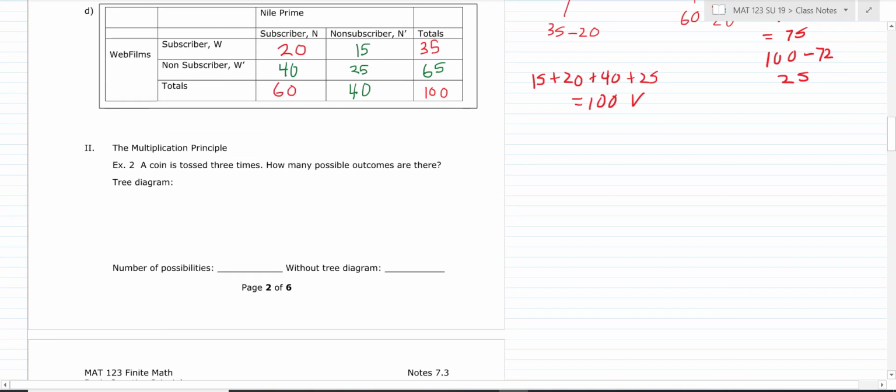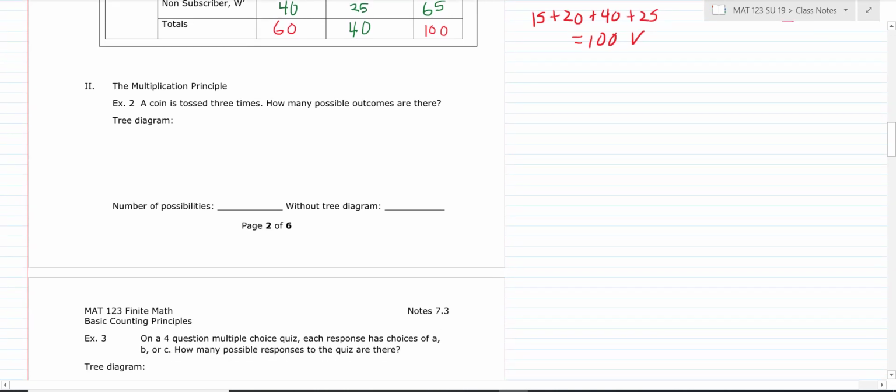Okay, so now we'll move to the next thing I want to talk about, which is a tree diagram. So this says you have a coin that is tossed 3 times. How many possible outcomes are there? Well, we know that if you have a coin, you're either going to get a head or you're going to get a tail. We'll just disregard the slight possibility that it could land on its side. That is possible, I suspect.